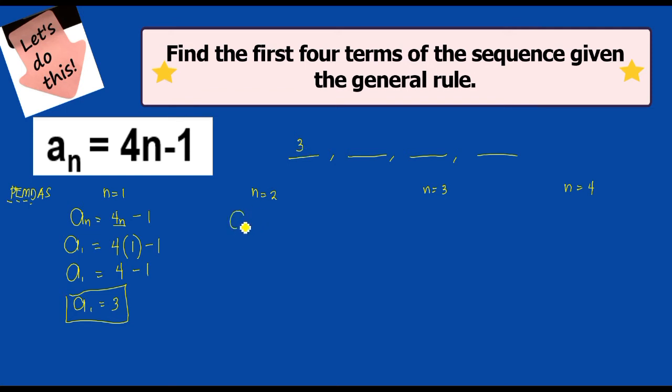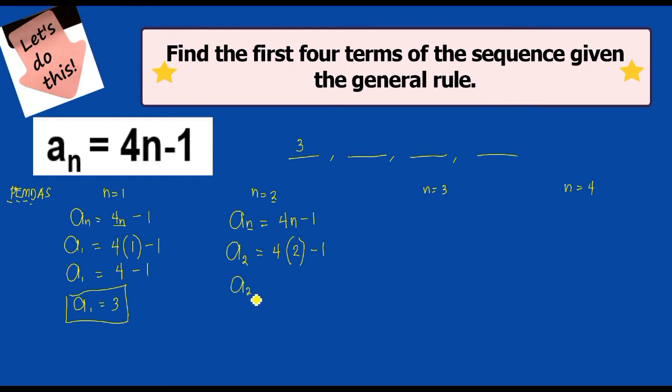Next term. So, again, given the general rule, a sub n is equal to 4n minus 1. Papalitan natin yung n ng 2. So, a sub 2 equals 4. Then, ang n natin na imumultiply ngayon ay 2. Since second term na siya, minus 1.